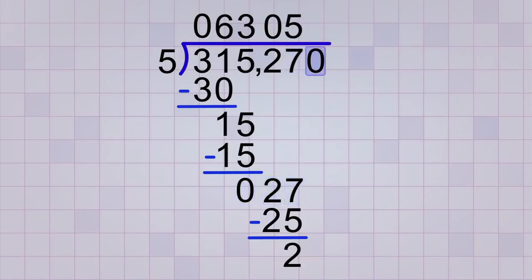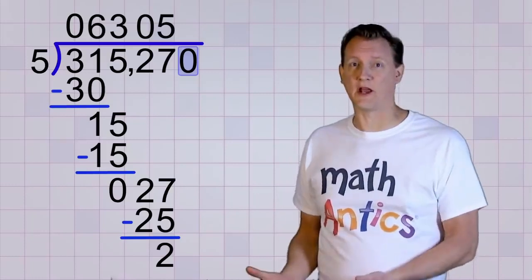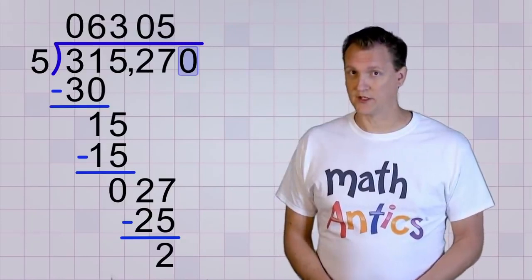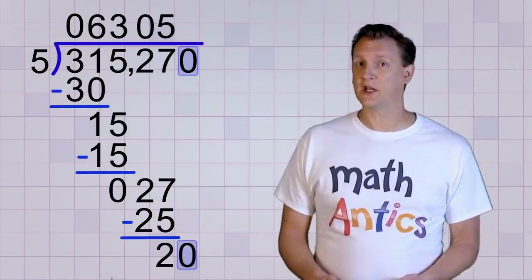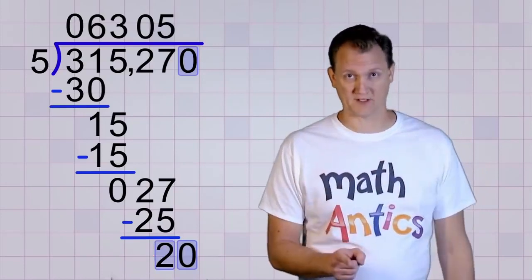Now for that last digit, which is a 0. And you might wonder, why do we even have to bring a copy of a 0 down? Isn't that nothing? But the 0 is an important placeholder, and when we bring a copy of it down, it changes our remainder of 2 into a remainder of 20. Now that's a big difference.